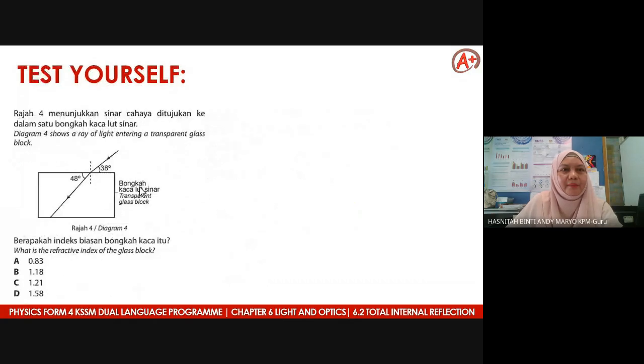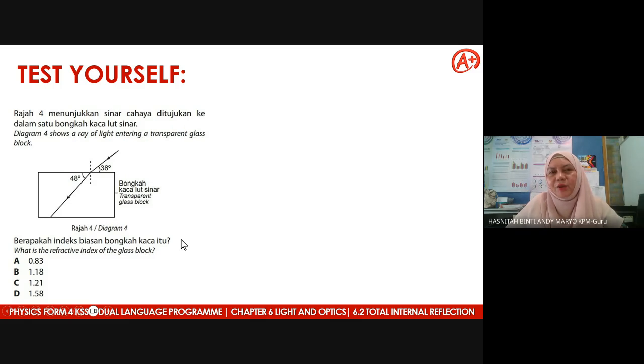Okay, what about the next question? Now we have diagram 4. It shows the light ray entering a transparent glass block. The light is coming from A, entering the glass block. Given here the angle 38 degrees and here 48 degrees. The question asks, what is the refractive index of the glass block? Students, try to find the refractive index of this glass block.